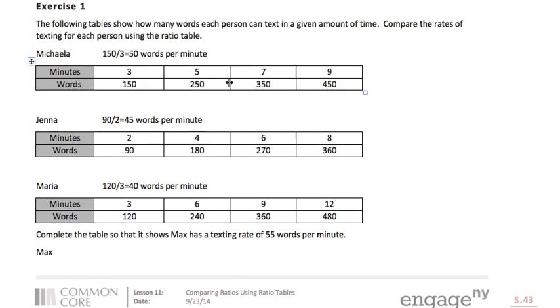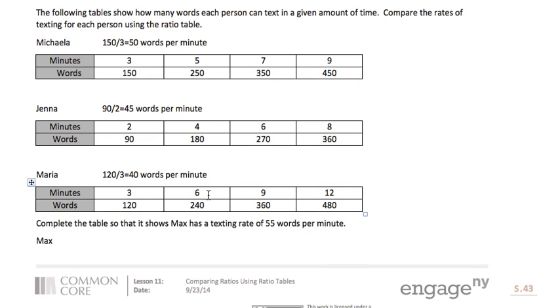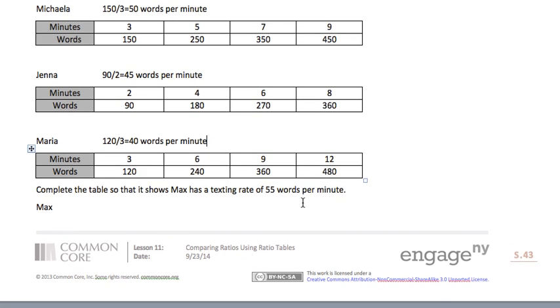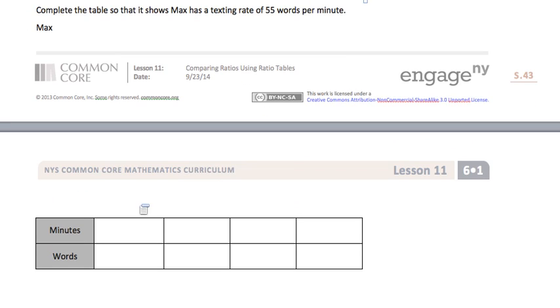They ask us as an extension now to complete a table for Max, whose texting rate is 55 words per minute. That would mean then that Max can text 55 words in 1 minute. Then we can extend the table. If he's texting for 2 minutes, Max should be able to text 110 words. If he texts for 3 minutes, he should be able to text 165 words. And finally, when he texts for 4 minutes, he should be texting 220 words.